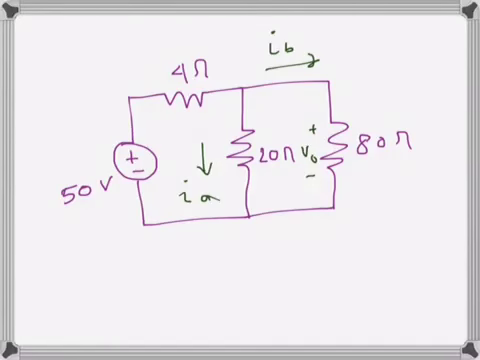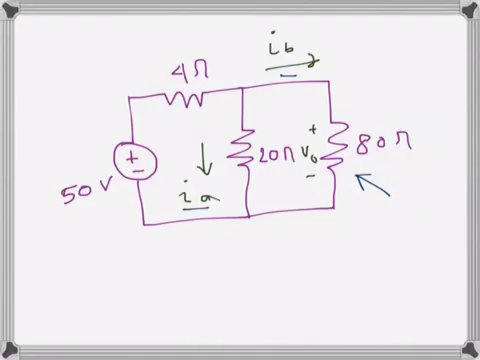For this circuit we need to find currents IA, IB and voltage V0 here. So what we will do first, these two branches are parallel, this 120 ohms and 80 ohms. These two resistances are in parallel, so voltage drop across them will be equal.